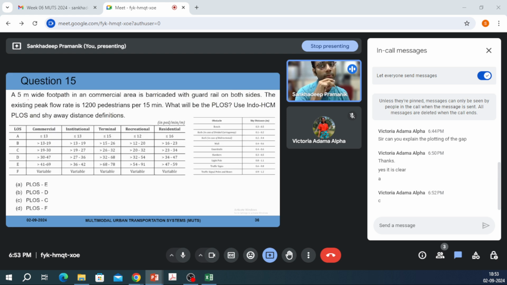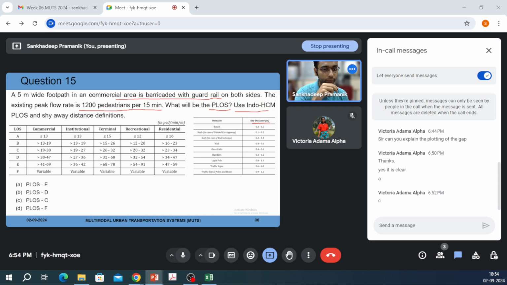Next is a 5 meter wide footpath in a commercial area is barricaded with guardrail on both sides. The existing peak flow rate is 1200 pedestrians per 15 minutes. What will be the pedestrian level of service? Use Indo-HCM, PLOS and shy distance definition, and the table is given for the shy distance. And here it is saying for commercial area barricaded with guardrail.